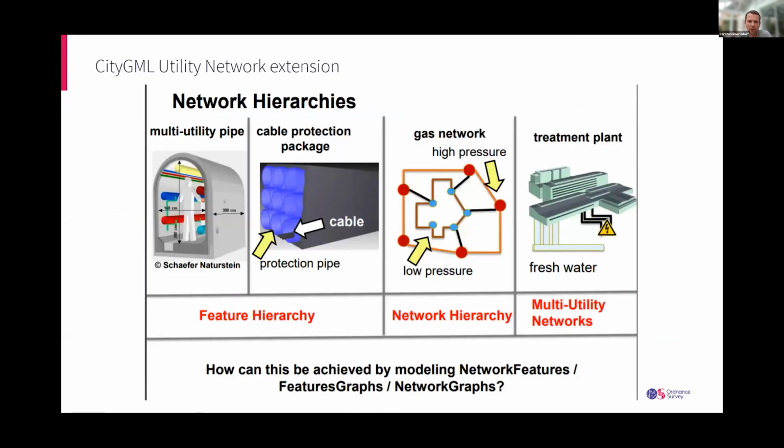And there's an extension for this for utility networks. And that goes into the detail that, for instance, you can have cables, let's say telecommunications cables, which could sit in a protective pipe, and then there's some ducting around it, or multi-utility tunnels in which a variety of utilities are being fed through.